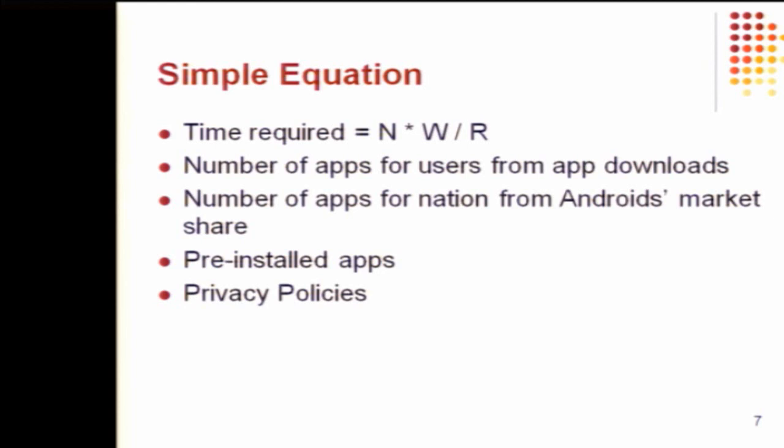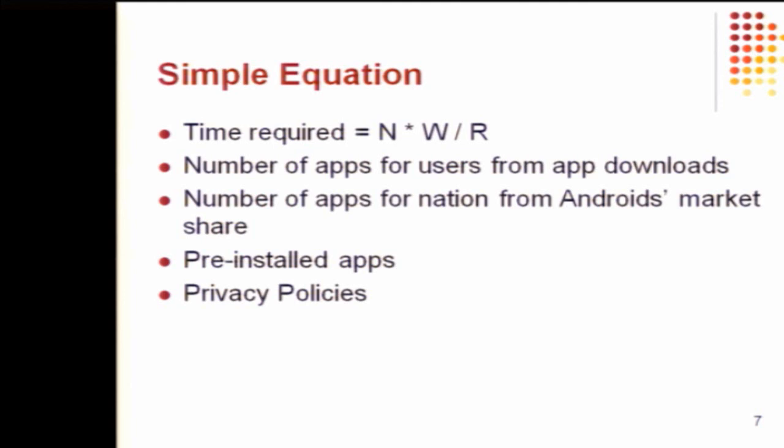Then for the national opportunity cost, in this case the example nation is the United States, and for that we had the global market share for Android, and we extended the market share from 52% to get the application downloads in the United States.